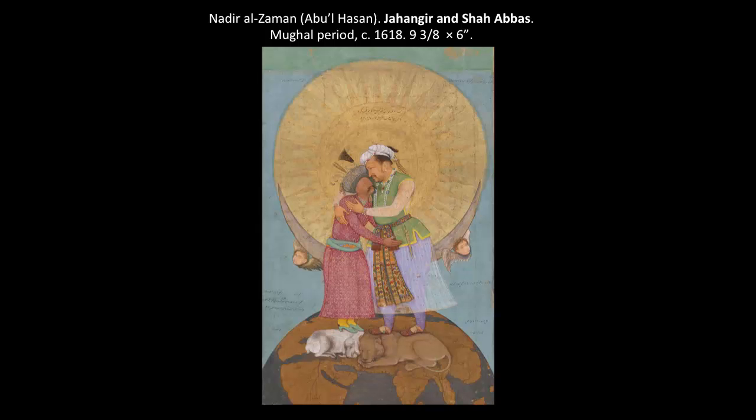Yeah, it looks like they're standing on top of a globe. They're standing on top of a representation of the world. Anything else? Yeah? Yep, they appear to be standing on a lion and a lamb.